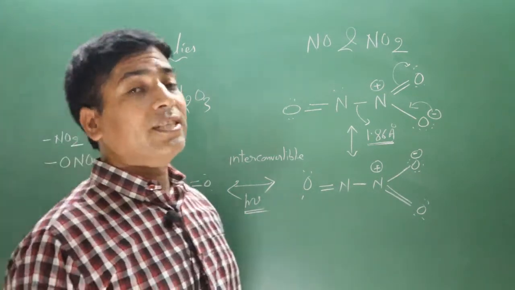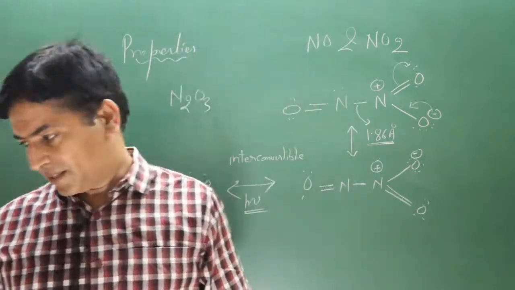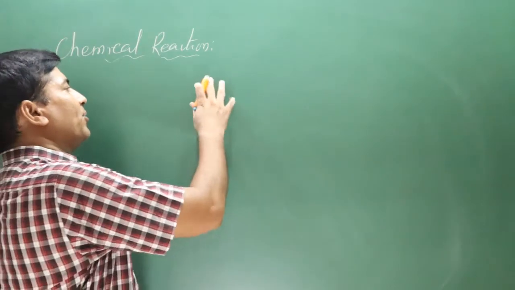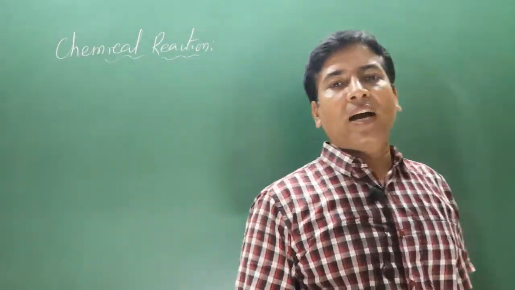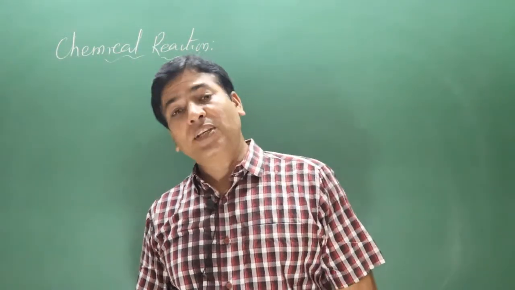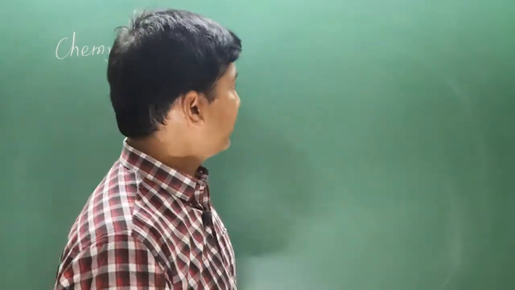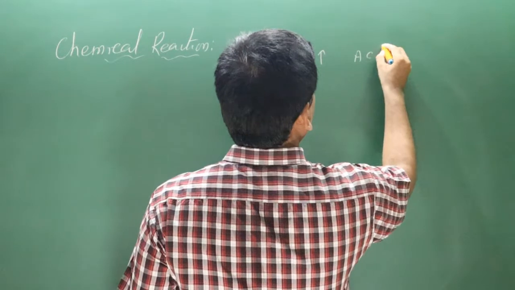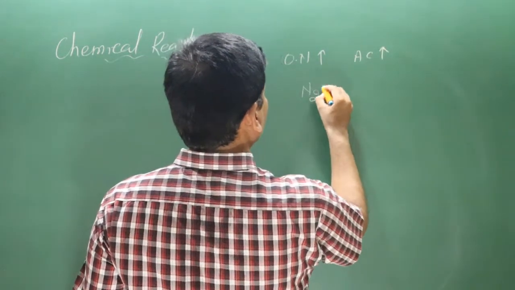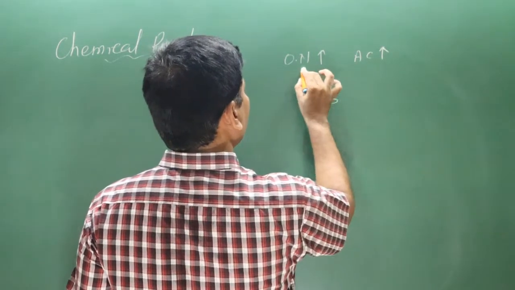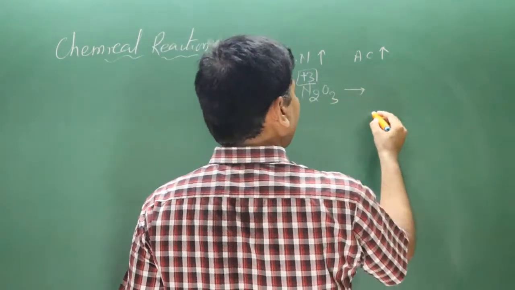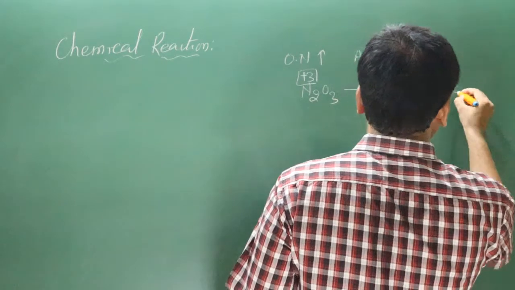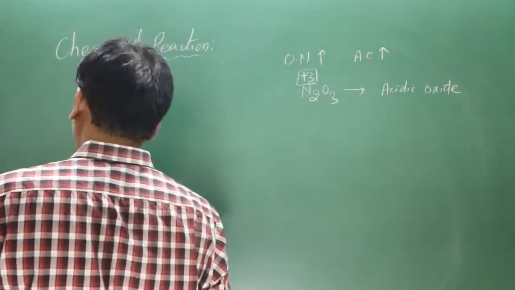Now let's discuss its chemical reactions. As we have seen in oxides, as the oxidation number increases, acidic character also increases. Higher the oxidation number, higher the acidic character. In dinitrogen trioxide, nitrogen is present in the +3 oxidation state. That's why it is an acidic oxide. It means this acidic oxide can easily react with bases.